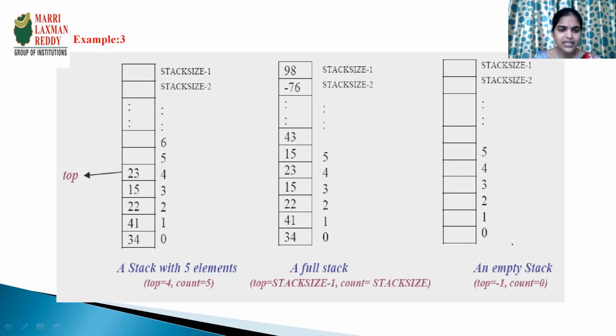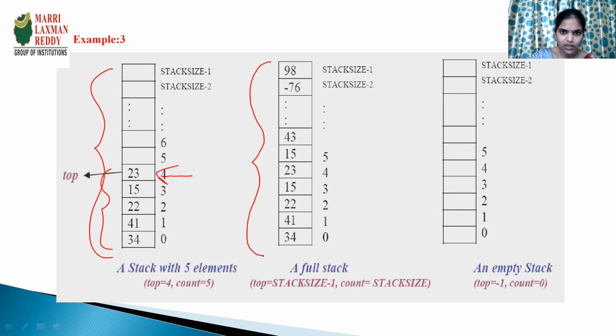Here is another example where you can see the stack with 5 elements. The top is at the 4th location and the number of elements on the stack is 5. So this is a stack where the stack is full, where even till the last location the elements are there. Again, if I perform any push operation onto this, it says that the stack is overflow.